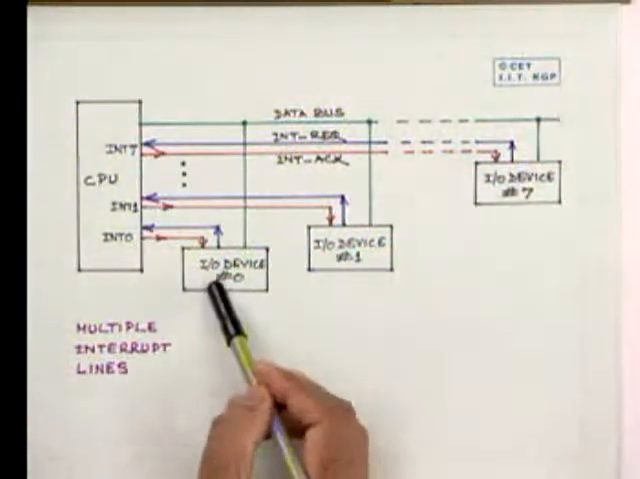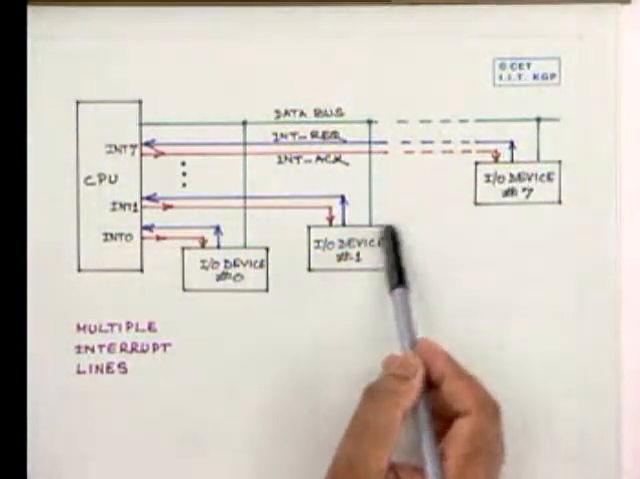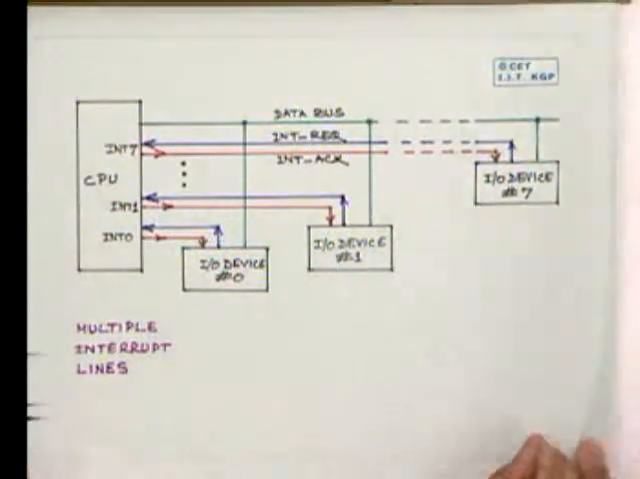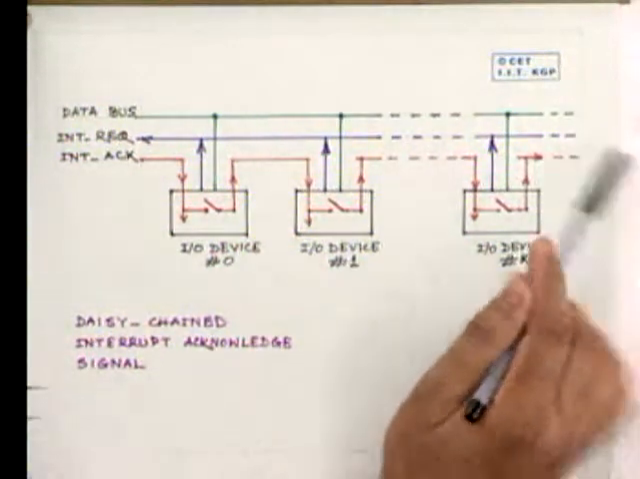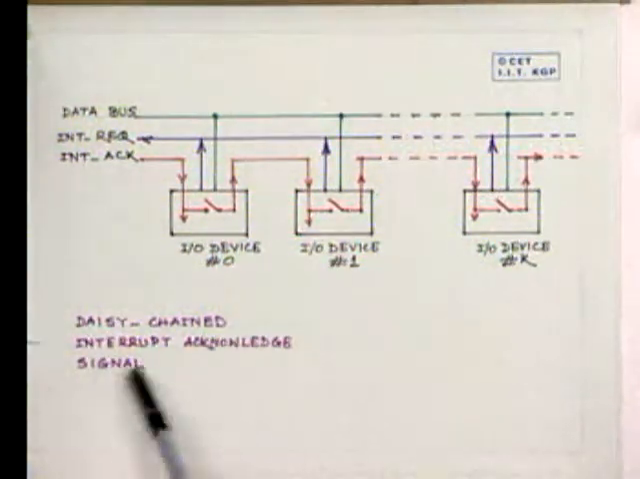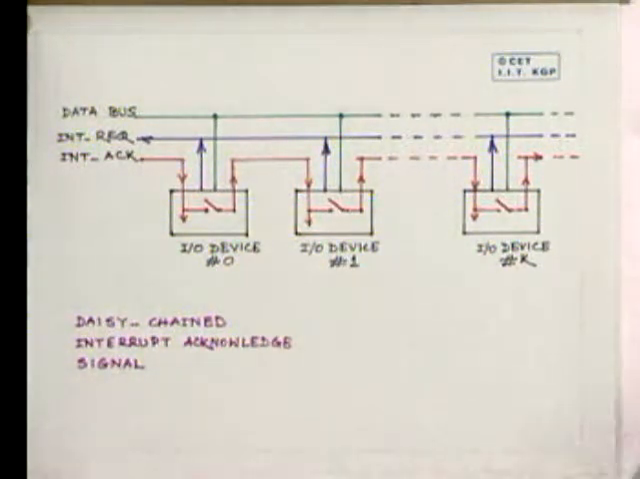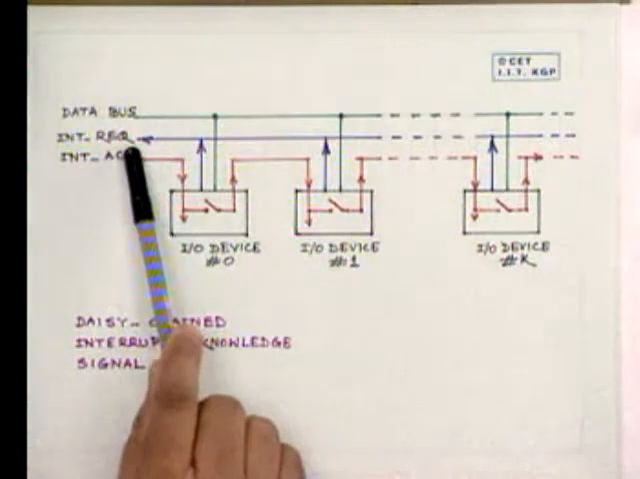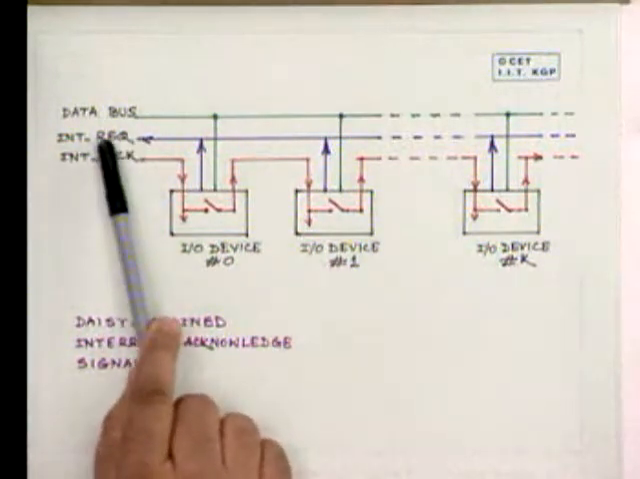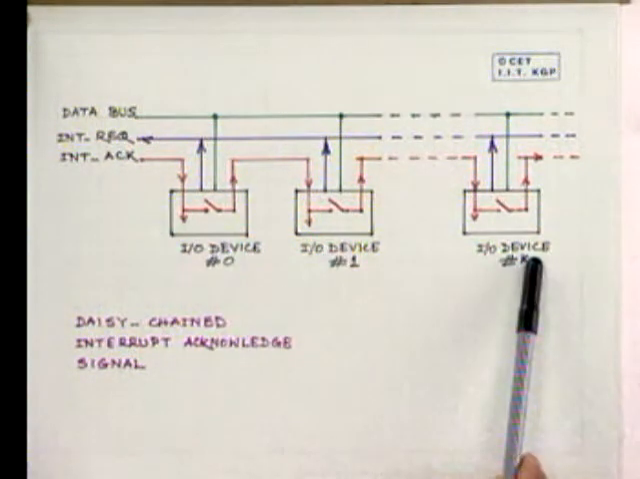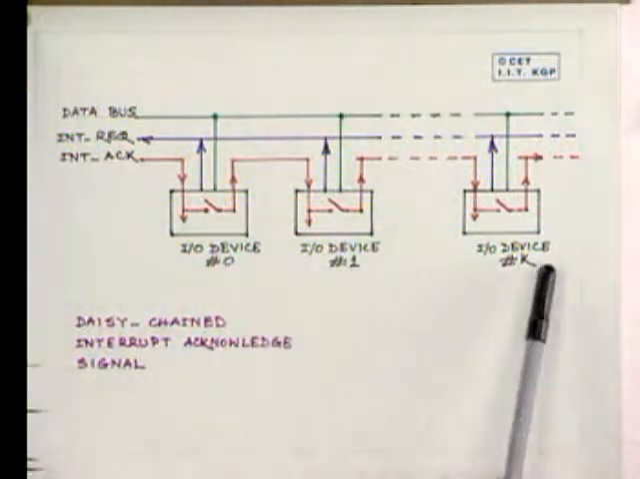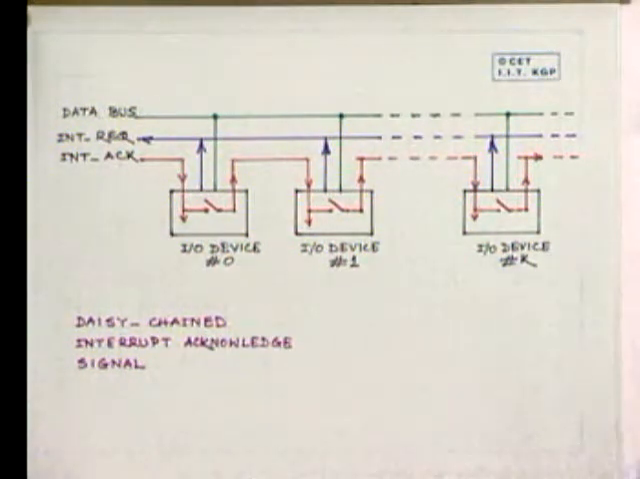Now, this is one way of accommodating more devices. There is another way of accommodating more devices. Here we have assumed that there is only one interrupt line. This is called the daisy chained interrupt acknowledge signal. Let us see what happens here. Assume that only one interrupt request input is there in the CPU, and there are many devices connected, say devices 0, 1, up to k.